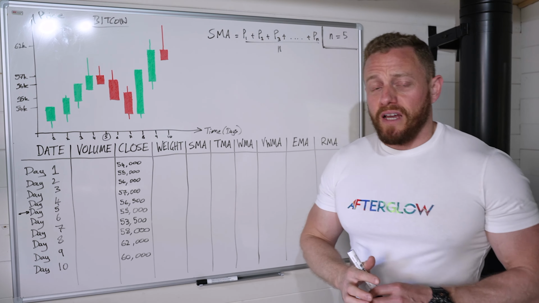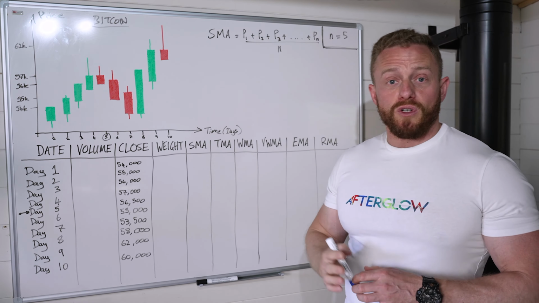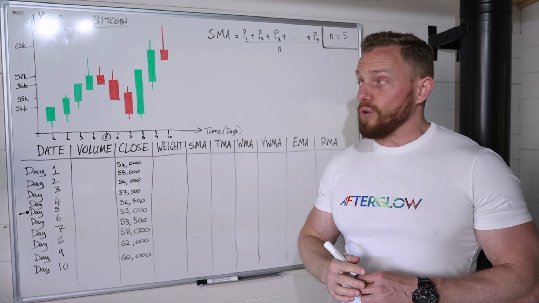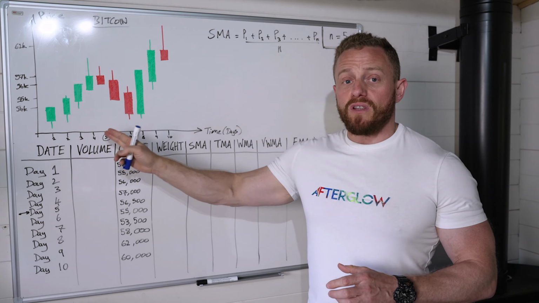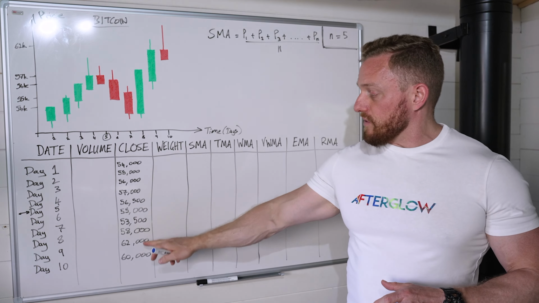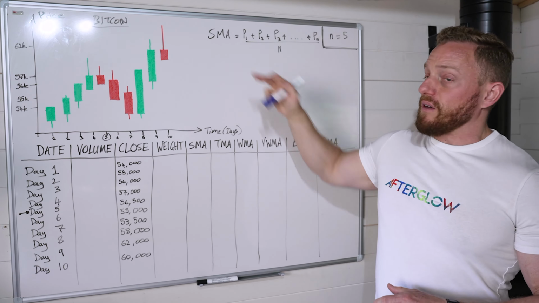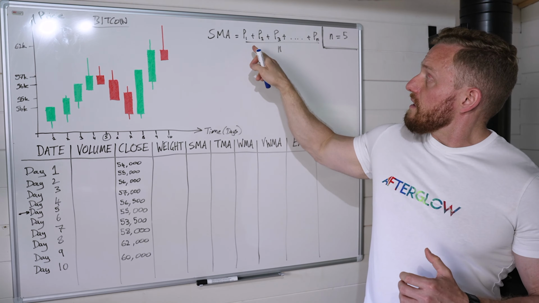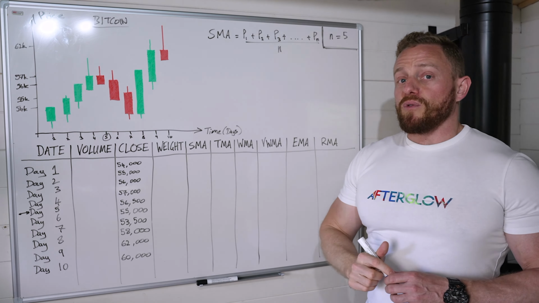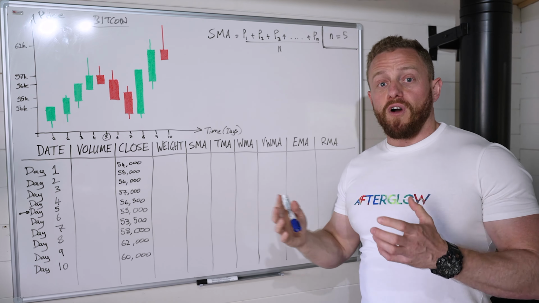Now, to explain how this works, I'm using this example from the Bitcoin chart with the last 10 days of price action in August 24, where each candle represents one day. And here I have the candle closing prices plotted out for each day. And this is the SMA calculation, which is simply the sum of the closing prices for each day divided by the number of days. And in this example, I'm going to use the look back period of 5 days.